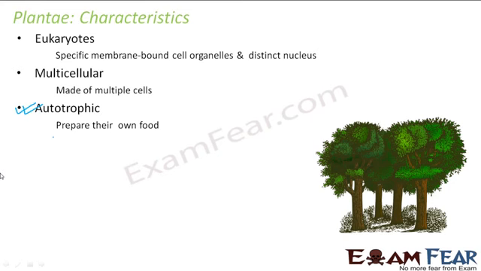What I'm trying to say here is they can prepare their own food, so that not only helps the organisms under plant kingdom, it also helps all other organisms. Because when you actually look at it, all other organisms who cannot prepare their own food depend on these plants for their food. So being autotrophic, they not only provide nutrition to themselves, but also provide nutrition to all other organisms.